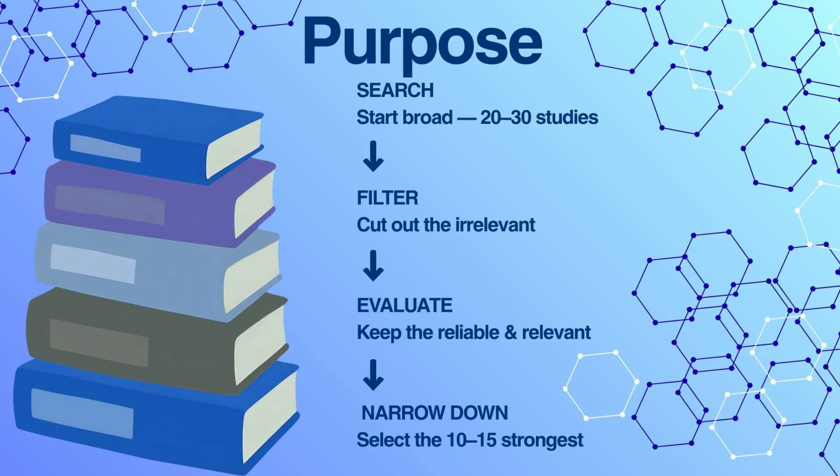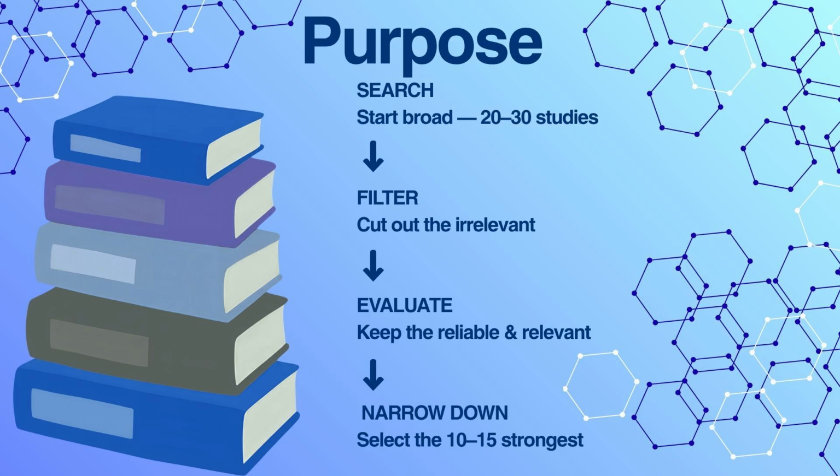The first step is to search for around 20 to 30 relevant studies using Google Scholar. However, not every result we find will be useful for our topic. This is why the next step is filtering. We apply different search techniques to remove results that are irrelevant to our research.